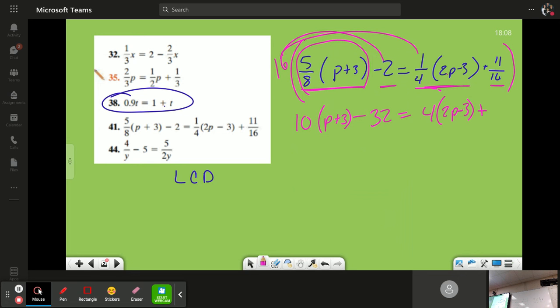What happens when I multiply 11 times 16 and divide by 16? Just ends up being, that's a 1, right? So that just ends up being 11. All right, so now we're over here.